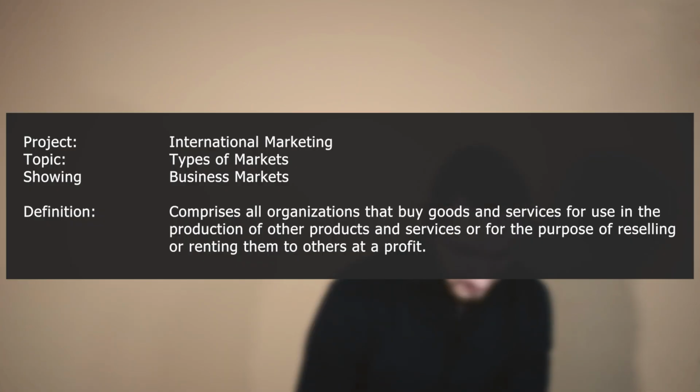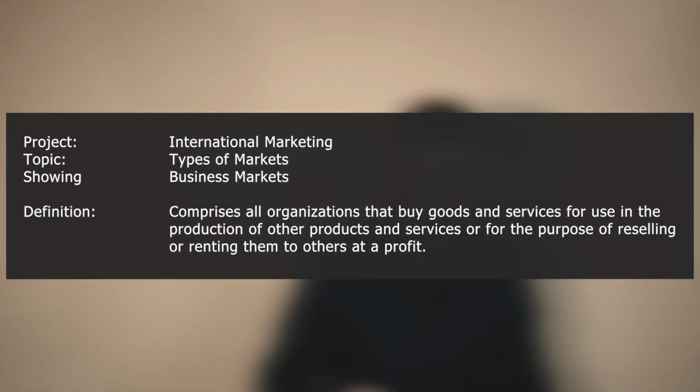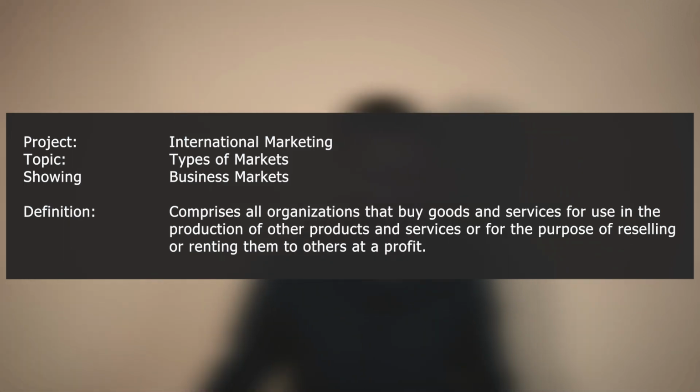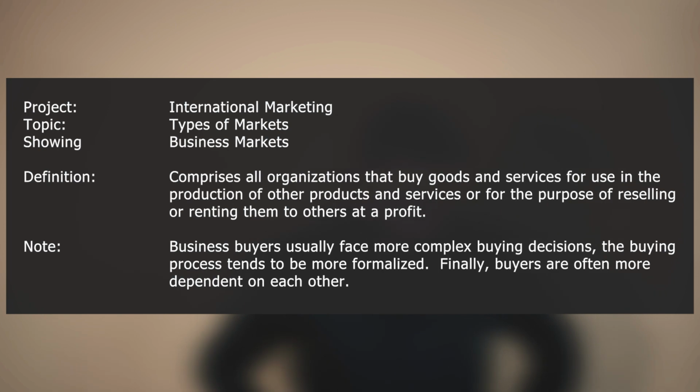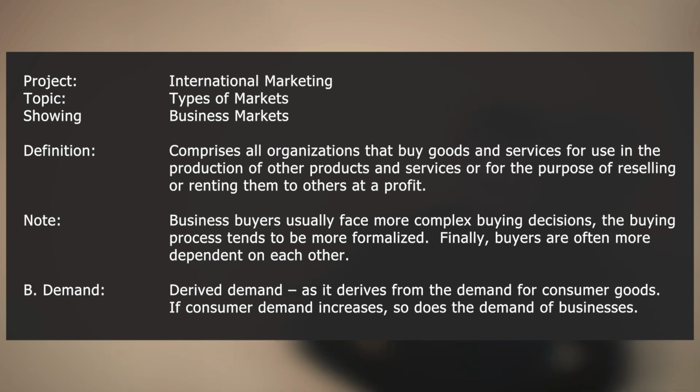The business markets comprise all organizations that buy goods and services for use in the production of other products and services, or for the purpose of reselling or renting them to others at a profit. Business buyers usually face more complex buying decisions. The buying process tends to be more formalized, and finally, buyers are often more dependent on each other. Business demand is derived demand, as it derives from the demand for consumer goods. If consumers' demand increases, so does the demand of businesses.